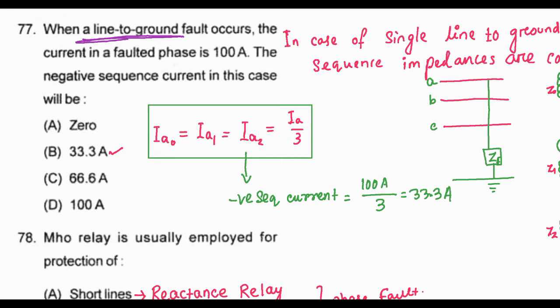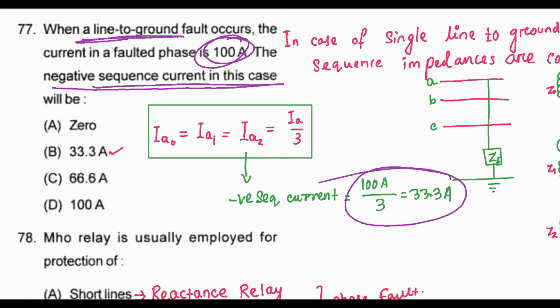So what will be the negative sequence current? Negative sequence current will be 100 ampere by 3, that means 33.3 ampere.